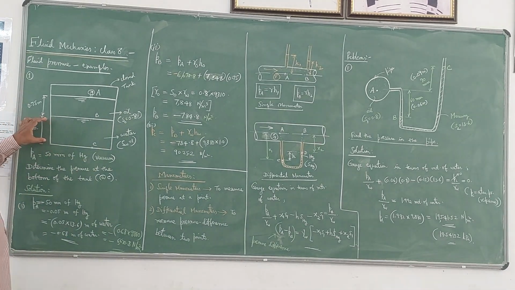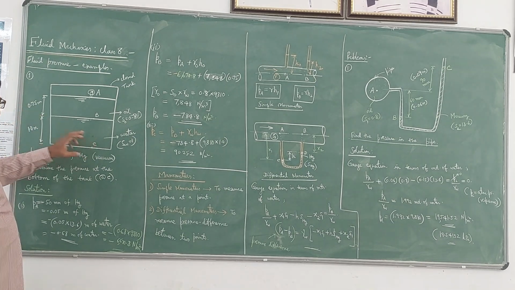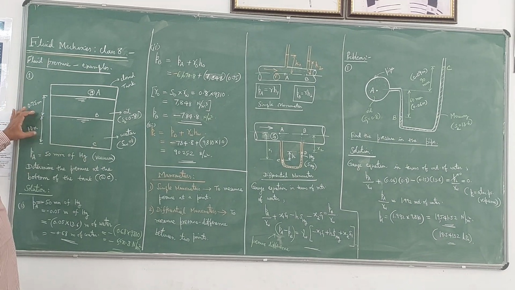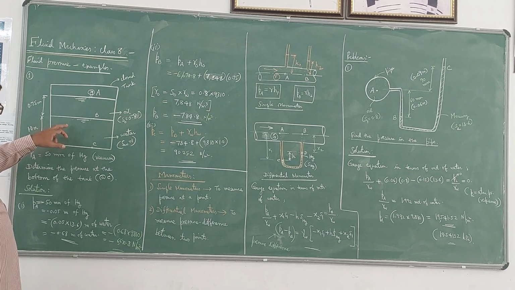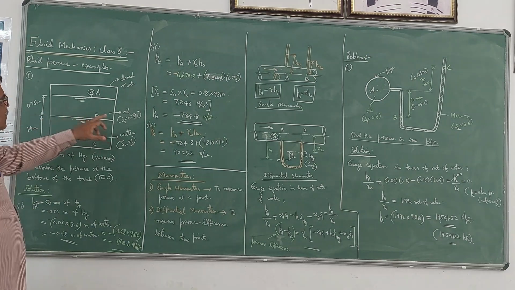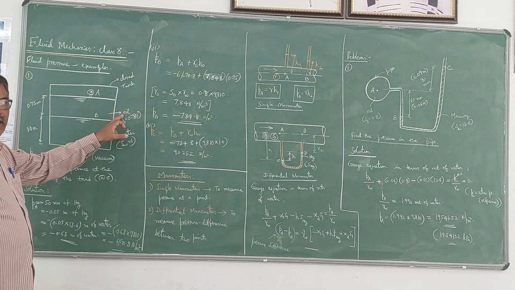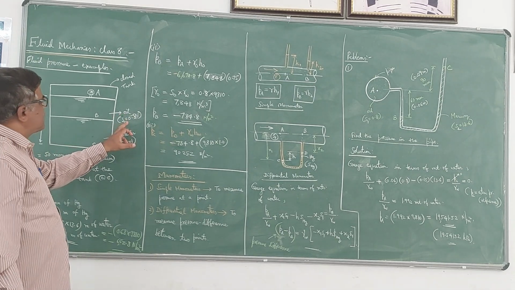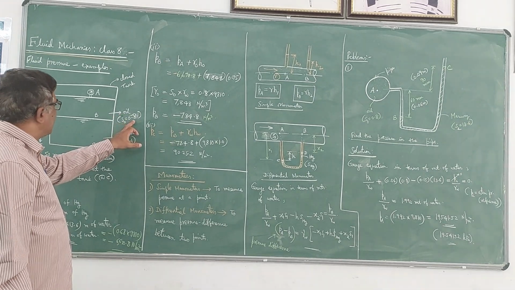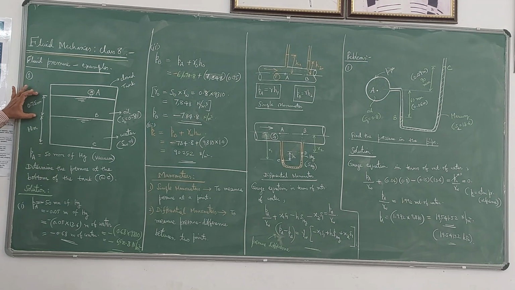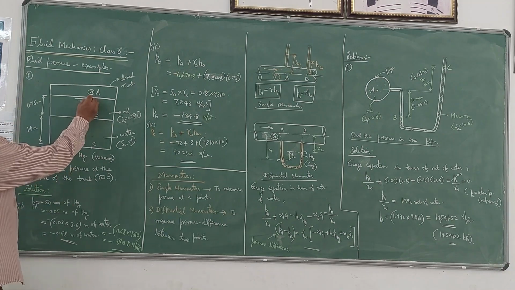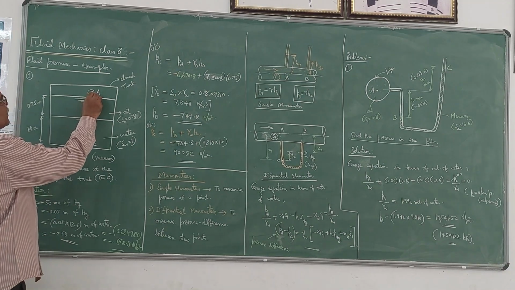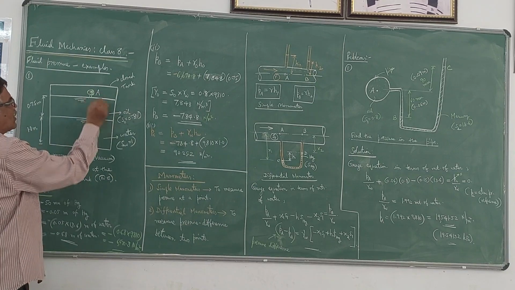It's a closed tank which has got two liquids. At the bottom it has water up to a height of 1 meter, and above water you have an oil which is slightly lighter than water with specific gravity 0.8 to a height of 0.75 meter, and he has given the pressure at this point at the top of this oil layer.